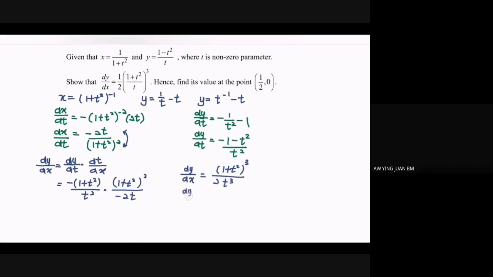Now, based on the situation, kindly modify it. So we will have dy/dx, factor out the 1 over 2, bracket, we have (1 plus t squared) over t to the power of 3. So in here, we already show that the first derivative is equal to 1 over 2, bracket, (1 plus t squared) over t to the power of 3. So we can write shown.